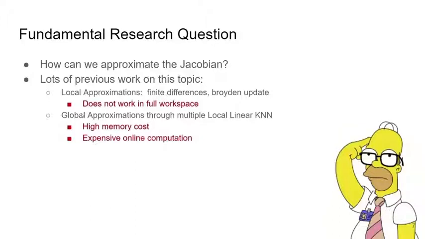Other approaches include global approximation methods through multiple local linear fits using a k-nearest neighbors approach, but unfortunately the issue with these methods is that there's a high memory cost, as you need to hold on to all of the interactions in the robotic system because the k-nearest neighbors is non-parametric, and there's an expensive online computation fitting the local linear Jacobian at every step, particularly as you need a large number of neighbors to get a competitive approximation.